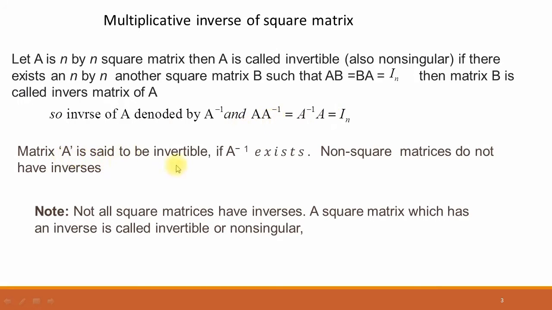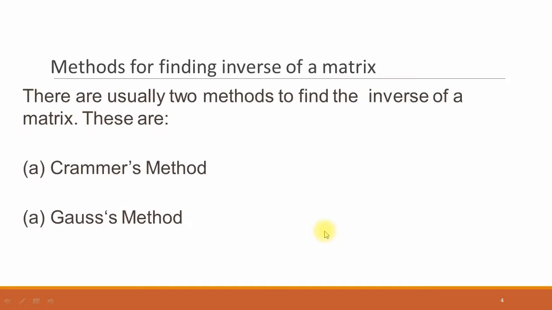Matrix A is said to be invertible if A inverse exists. Non-square matrices do not have inverses. So we can find the inverse of a square matrix, but not all square matrices have inverses. A square matrix which has an inverse is called invertible or non-singular.